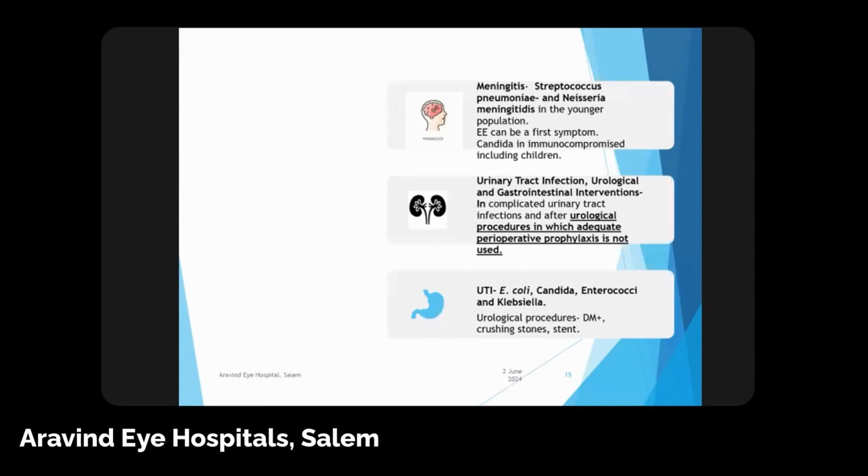Meningitis: Streptococcus pneumoniae and Neisseria meningitidis. These two are very bad. Streptococcus pneumoniae secretes a lot of exotoxins and they can destroy the iris and ciliary body. Neisseria meningitidis is sometimes very difficult to culture and can cause a delay in diagnosis. In urinary tract infections, if any procedure is done without proper perioperative prophylaxis, then the possibility of an endogenous endophthalmitis is always there.